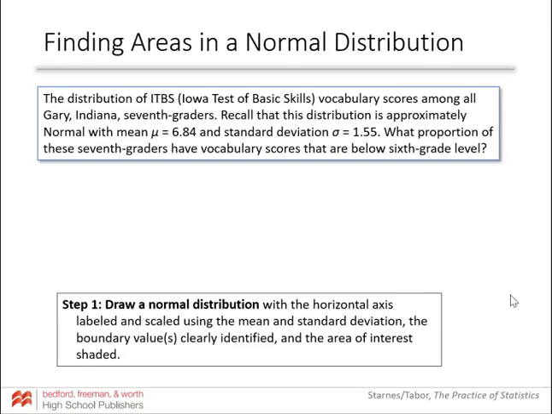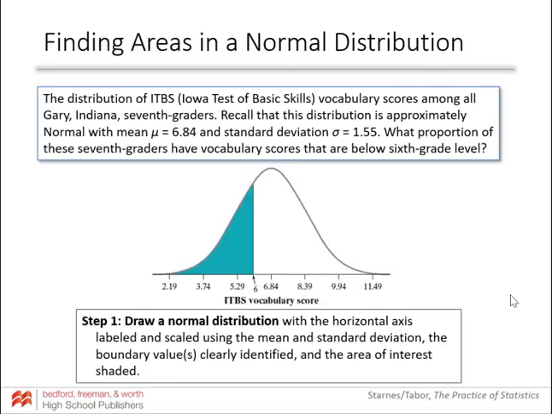Okay, so step 1, we are going to draw the distribution. All right, we're going to draw the curve. So it's that same general shape every time. The mean is in the middle, 6.84. A standard deviation is 1.55. So going to the right, I'm going to add 1.55. And then going to the left, I'm going to subtract 1.55. We want to know what proportion are below 6th grade level. So 6 is going to be in here, somewhere between 5.29 and 6.84. And we want to know below, so that's why this area below 6 is shaded in.